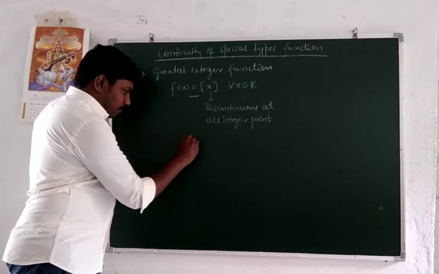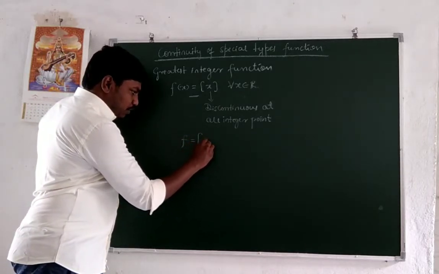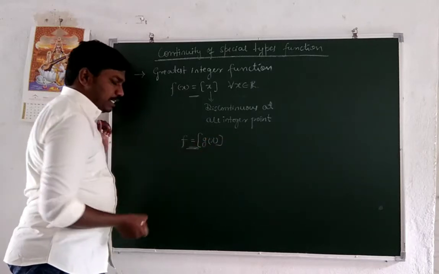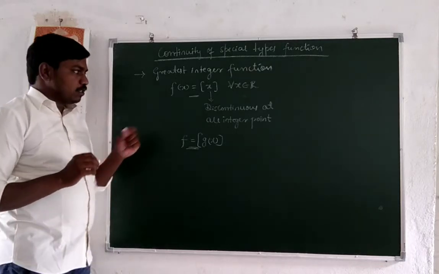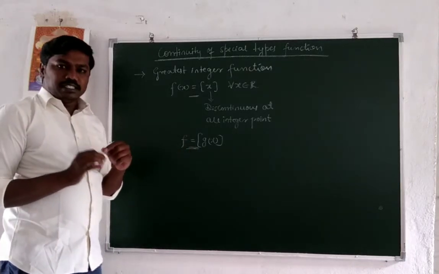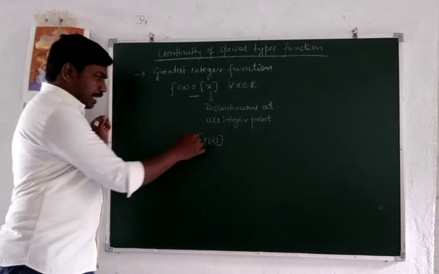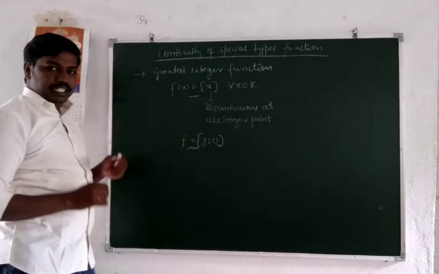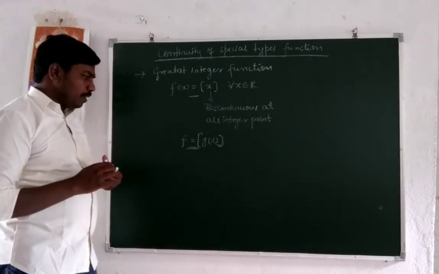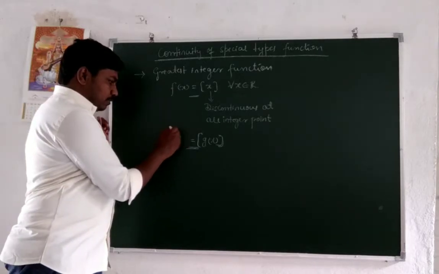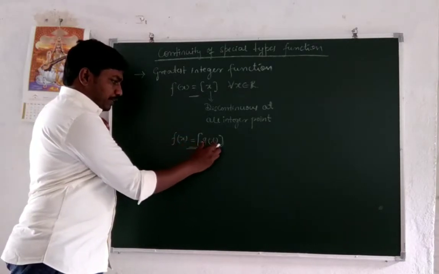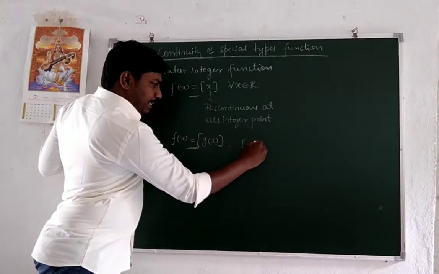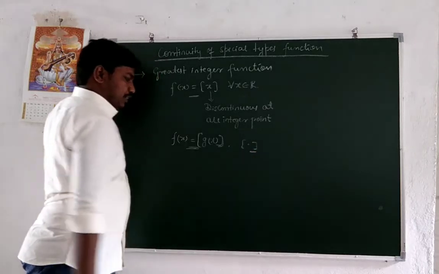Suppose f of x is equal to the greatest integer of g of x. So how to conclude whether f of x is continuous or discontinuous? The way to conclude: f of x is equal to the greatest integer of g of x is defined, so it indicates a greatest integer function.